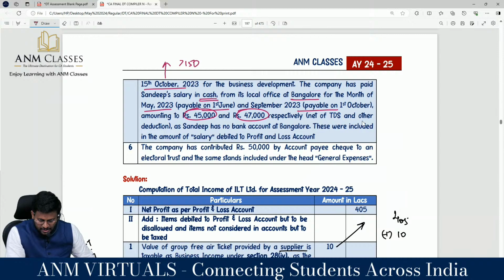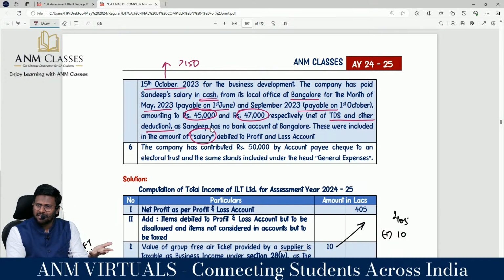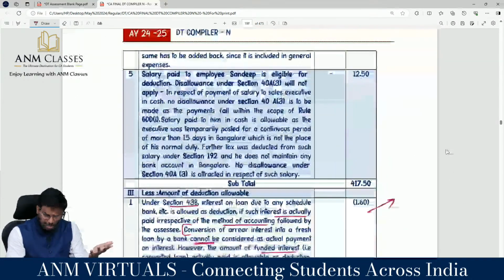Very important condition: net of TDS and other deduction. Already they have deducted the TDS. Sandeep has no bank account at Bangalore. These were included in the amount of salary debited to P&L account. We have rule number 6DD, exception to cash payment exceeding 10,000 or 35,000 as the case may be. There they are saying, if you are paying to any employee who has worked in a place other than their usual place of work for more than 15 days, then cash can be paid as salary and disallowance under 40A subsection 3 will not get attracted.